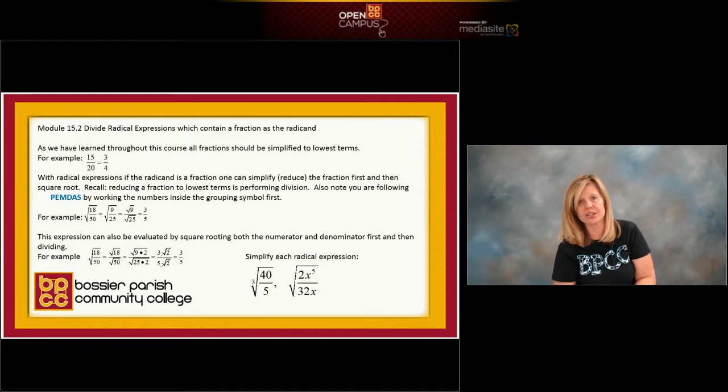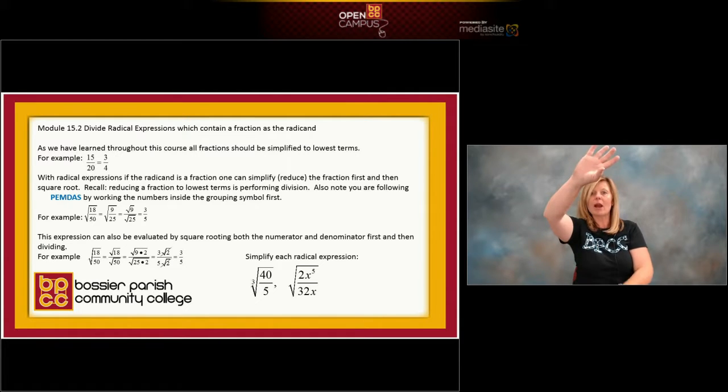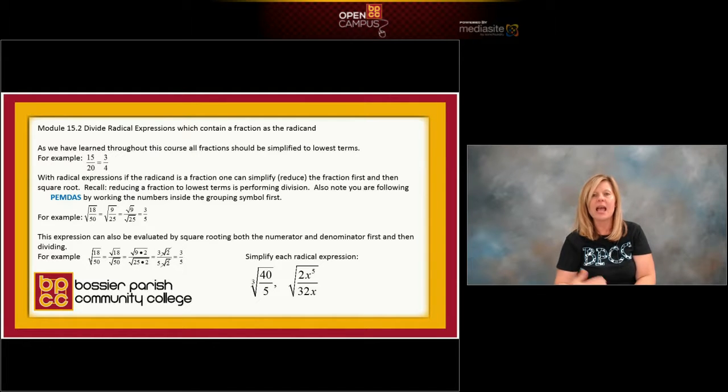3 square roots of 2 is connected by multiplication. It's a monomial. 5 square roots of 2 is connected by multiplication. It's a monomial. Therefore, I can divide. In the numerator and the denominator, I have the same term, square root of 2. It divides out, and it gets me my quotient 3/5.